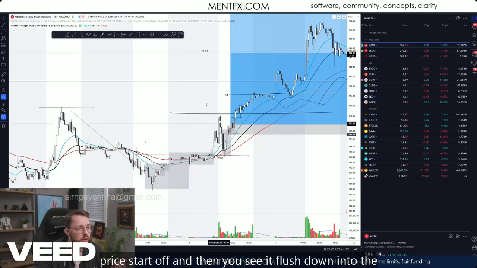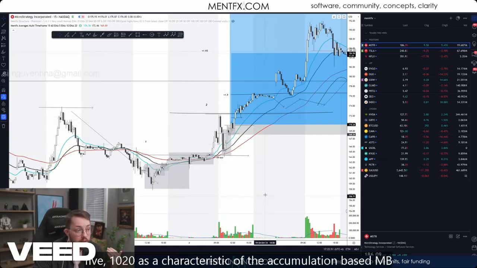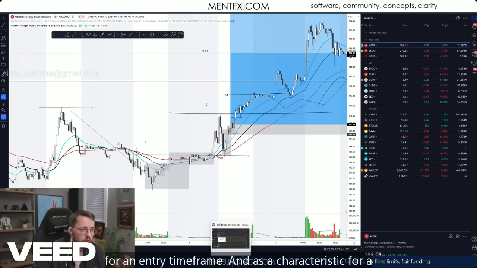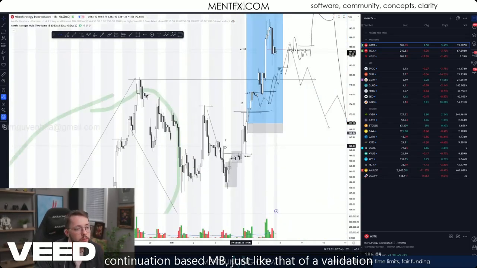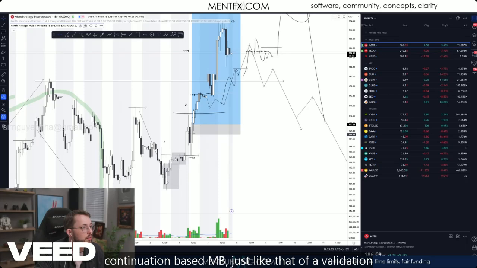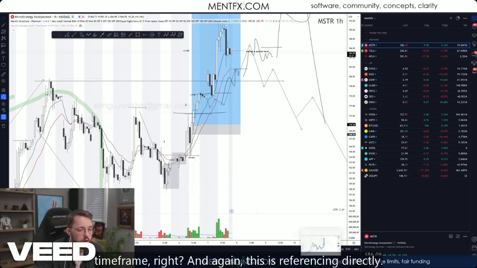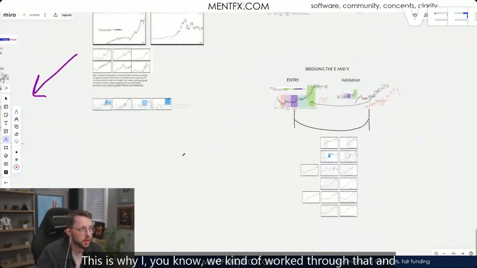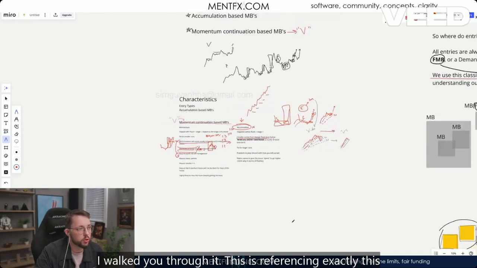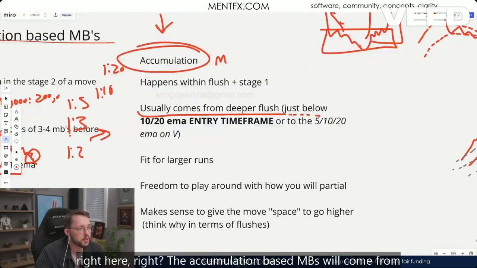You see price start off, and then you see it flush down into the 5, 10, 20 as a characteristic of the accumulation-based MB for an entry time frame, and as a characteristic for a continuation-based MB, just like that, of a validation time frame. And again, this is referencing directly. This is why we worked through that and I walked you through it. This is referencing exactly this right here.